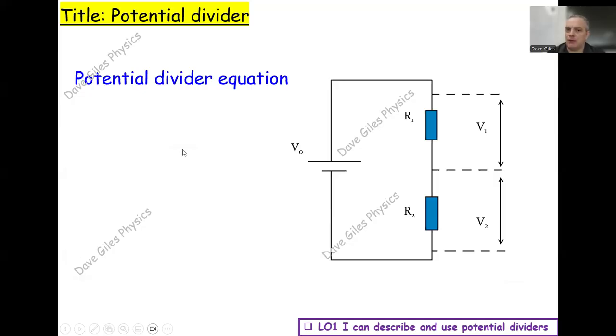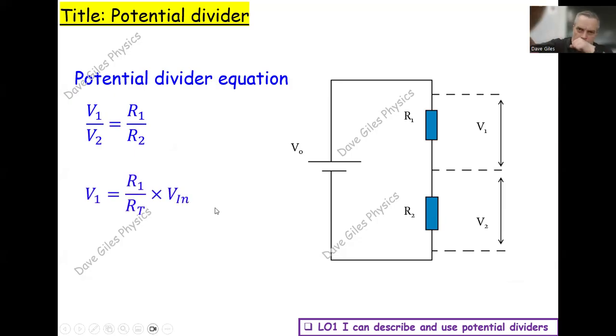So let's get into some of the maths. A potential divider equation: V1 over V2 equals R1 over R2. We can rearrange that to get V1, which, to be clear, is the voltage across resistor 1, equals R1 over R2 times V in. So that's not a rearrangement, I do apologize, I misworded that. This is the potential divider equation here.